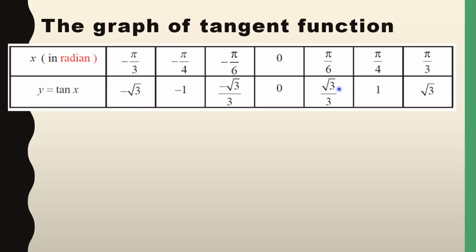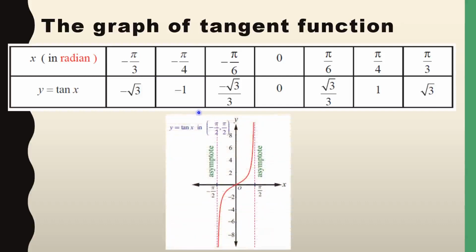How to rationalize the denominator? We will get root 3 by 3. Then for 45 degree, that is pi by 4, we will get 1. Then for 60 degree, that is pi by 3, we will get root 3 alone. For the negative side, these values are negative. For 90 degree, that is tan of pi by 2, is infinity. For minus pi by 2, we will get minus infinity.